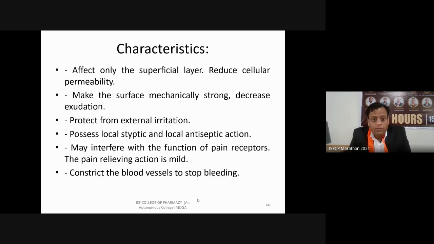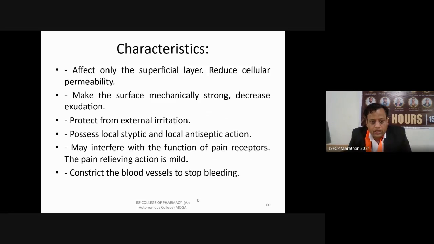They cause local styptic and local antiseptic action. They may interfere with the function of pain receptors, and the pain relieving action is mild. They contract the blood vessels to stop bleeding. So these are the characteristic properties of astringents.